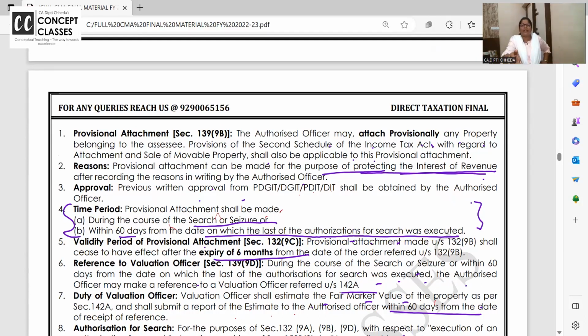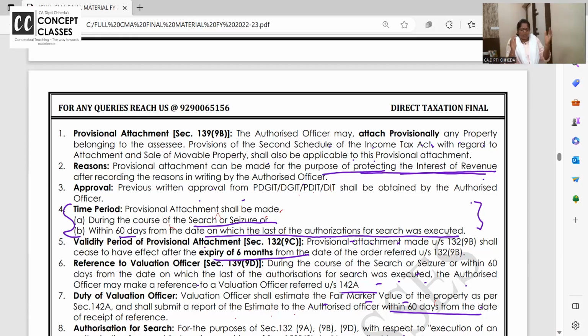Better, attach the property that is visible, meaning keep a charge on it so that they cannot part with the property without your permission. So provisional attachment is the attachment on the property. Why? The reason is to recover taxes. See, after the search, there will be a lot of black money and 78% tax you have to pay. 60 plus 25, tax surcharge, he says.